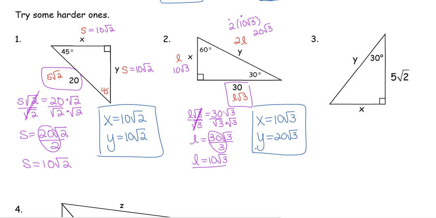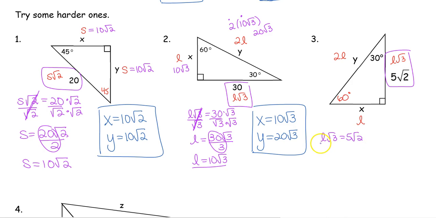All right, our next one, we've got 30, we've got 90, so we know this has to be 60. Across from 30 is L. Across from 60 is L root 3, and across from 90 is 2L. Always start with labeling where our pieces go. Then we look to see what we are given. In this case, we are given L root 3 is equal to 5 root 2.